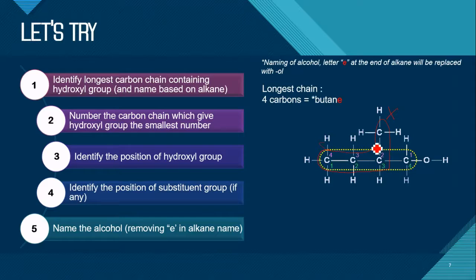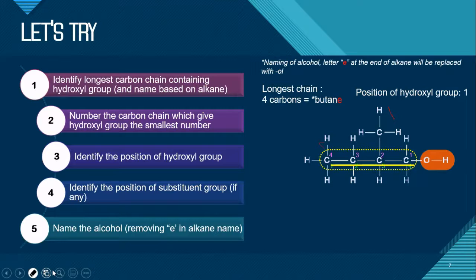Number the carbon chain as usual, and make sure you identify the functional group. In this case, our functional group is located at carbon number 1, so that's why we eliminate the green numbering system. So your hydroxyl group is at carbon number 1, and then identify if we have a substituent group. In this case, compared to the previous molecule, this molecule does have a substituent group. The substituent group is located over here at carbon number 2, and then we can name the alcohol.